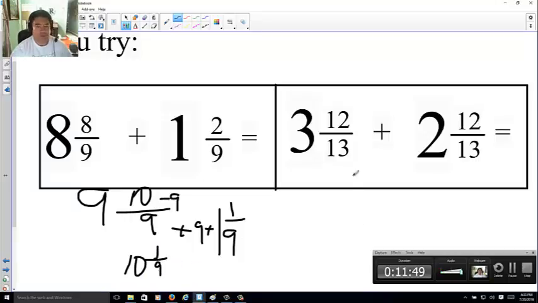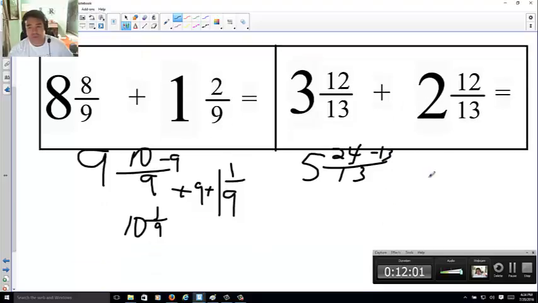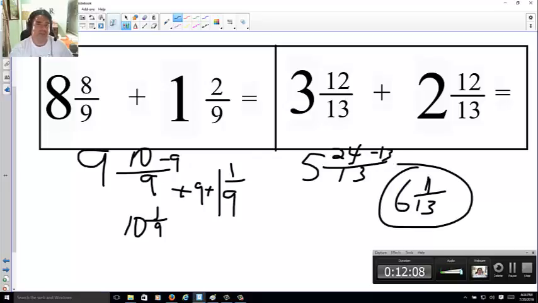That makes 10 and 1/9. Here, big 3 plus big 2 makes big 5, and 12 plus 12 is 24 over 13. Since 24 is bigger than 13, take 13 away. 24 minus 13 is 11 over 13. Add 1 to the 5, makes 6. Hopefully you got those right.